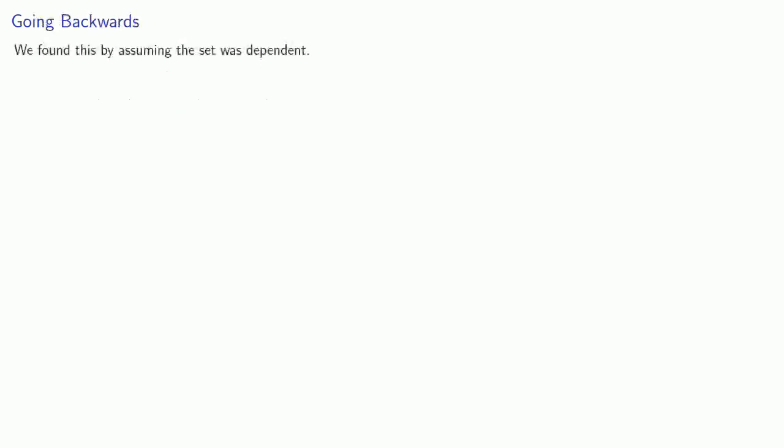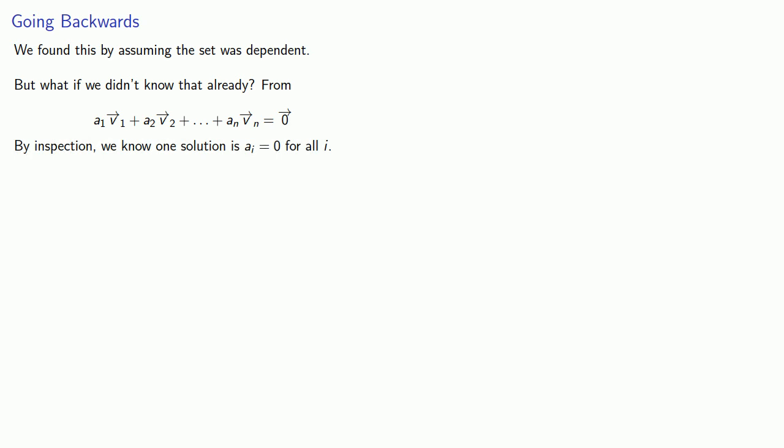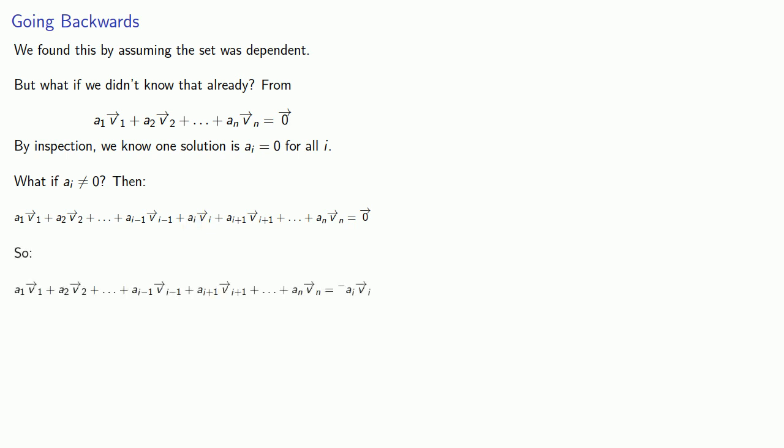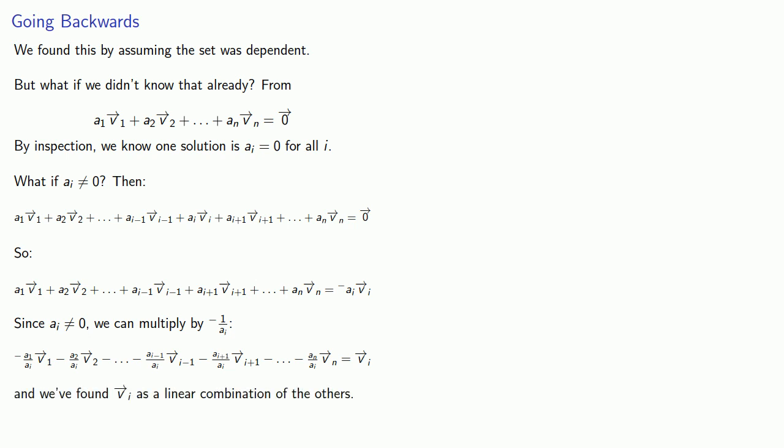Now, it's important to notice that we got to this conclusion by starting with the idea that the set was dependent, that we could express one of the vectors as a linear combination of the others. But what if we didn't know that already? Well, we might start with our equation once again. And by inspection, which is to say just looking at this equation, we know that there's one solution if we make all of these coefficients ai equal to 0. But what if we have a solution for ai not equal to 0? So then our equation becomes this, and someplace buried in here is that non-zero coefficient. So I'll solve the equation for that term. And because the coefficient is not equal to 0, I can multiply by negative 1 over ai. And this gives me vi as a linear combination of the other vectors.